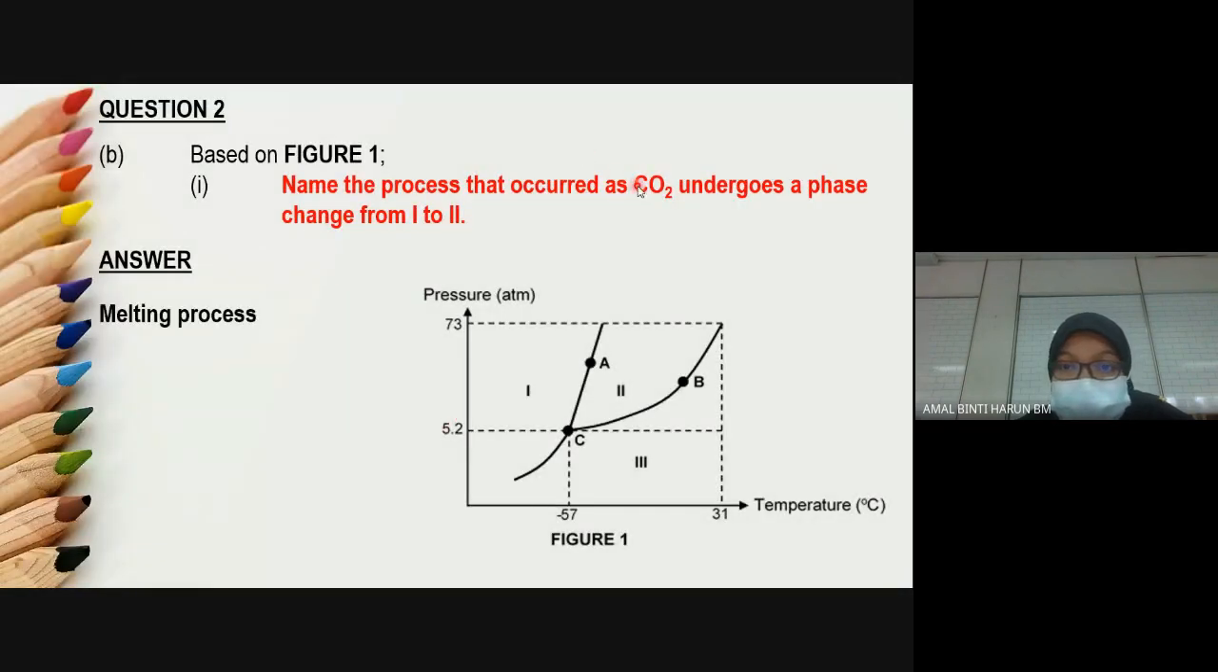Name the process that occurs as CO2 undergoes a phase change from 1 to 2. From 1 to 2, it is solid to liquid. So solid to liquid is a melting process.